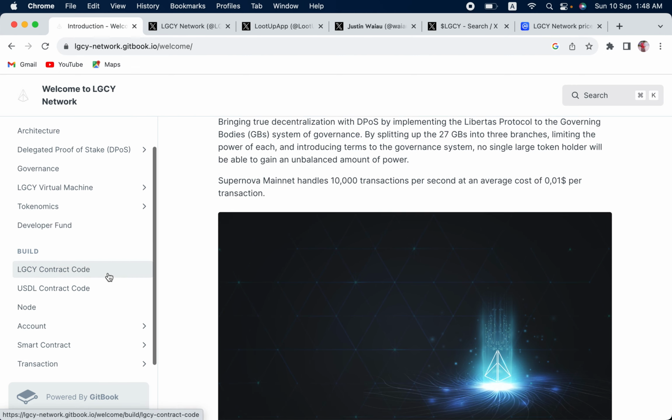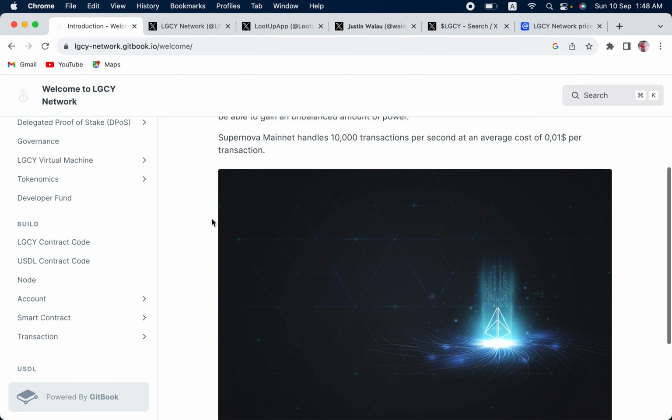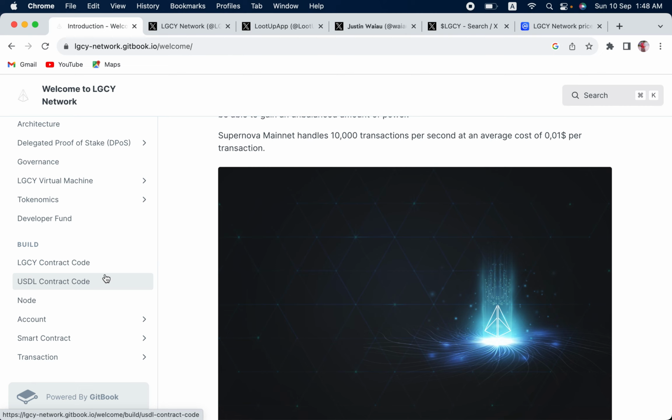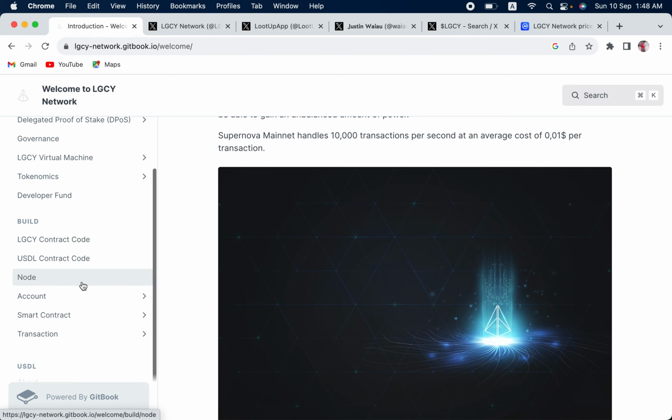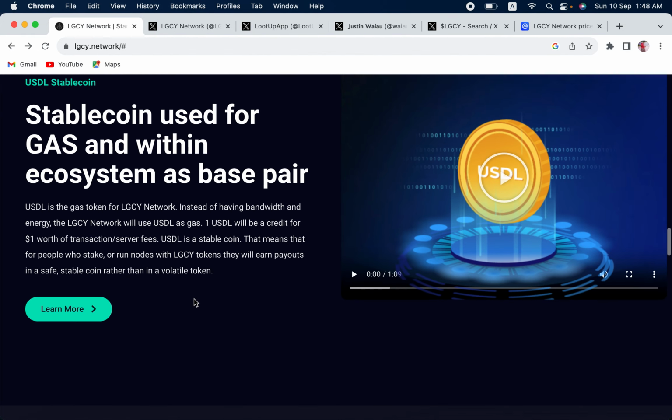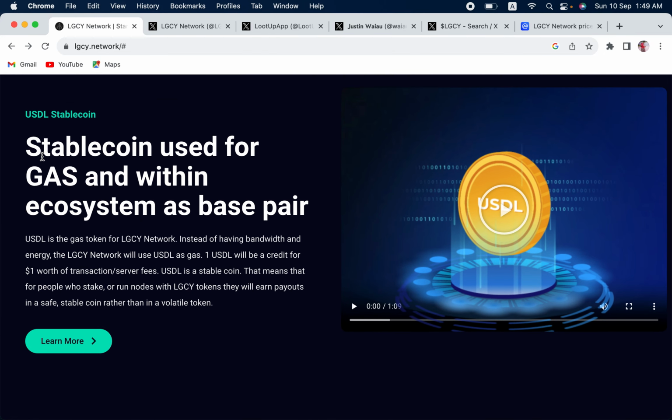So yeah, you can see that when they initially launched, there was a lot of hype surrounding them, especially when they said that the stakeholders and the node providers would be rewarded with their own stable coin. Let us check that out. USDL. Yeah, here it is. USDL stable coin used for gas and with an ecosystem as base pair. USDL is the gas token for Lgcy Network. Instead of having bandwidth and energy, the Lgcy Network will use USDL as gas. One USDL will be a credit for $1 worth of transactions, so it is fixed, the transaction fees.